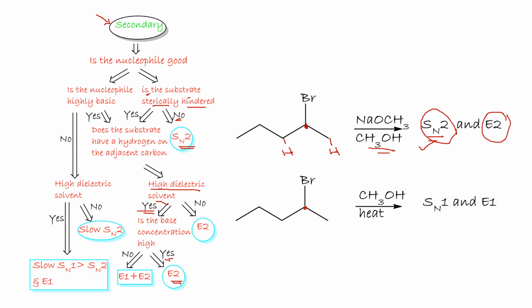Now, if we have the secondary, but you have methanol as a solvent, as a nucleophile, and heat, solvolysis reaction. Is the nucleophile good? No. Is the nucleophile highly basic? No. Does the solvent have high dielectric constant? Yes. So we have SN1. As we mentioned before, SN1 is usually accompanied with E1.